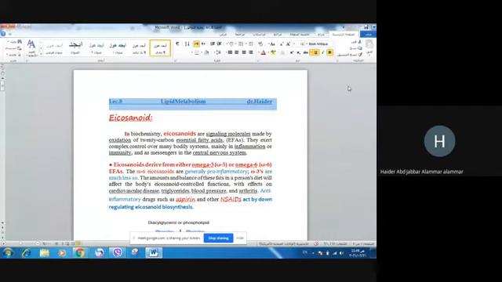These eicosanoids exert a complex control over many body systems, mainly inflammation, immunity, and as messengers in the central nervous system. Of course, these eicosanoids derive from omega-3 or omega-6 essential fatty acids. You have to know which essential fatty acid is omega-3 and which essential fatty acid is derived from omega-6.